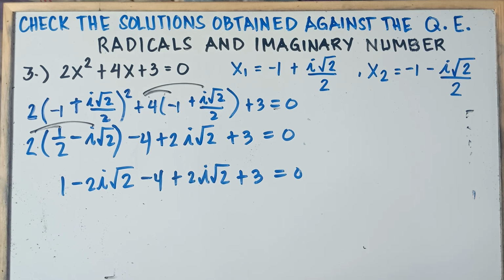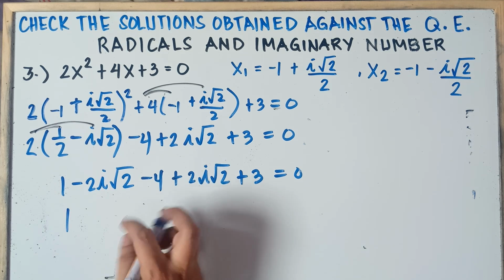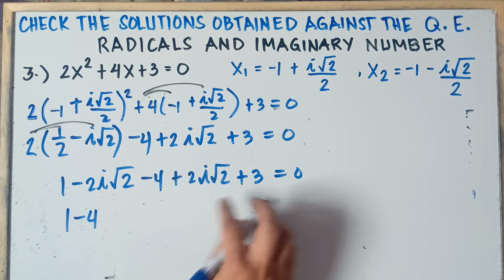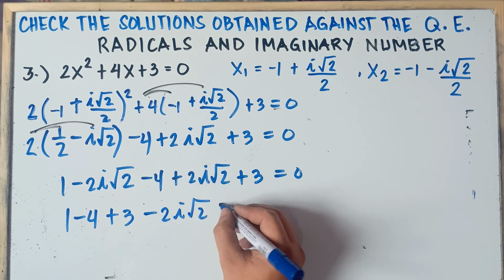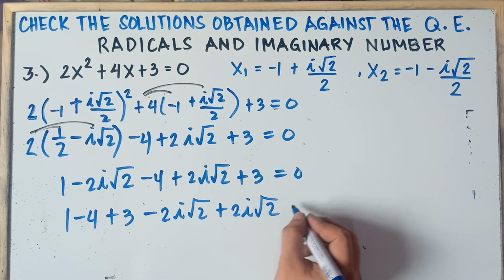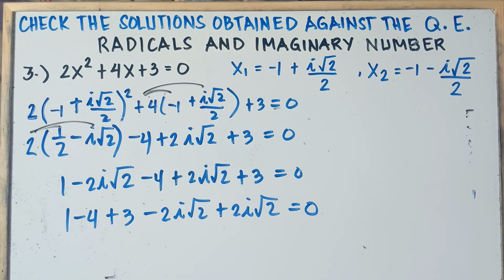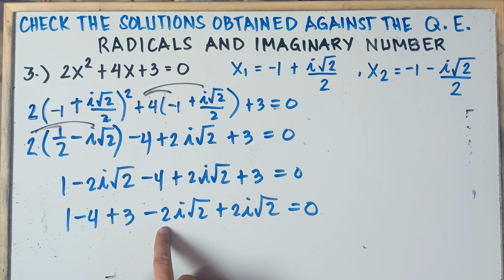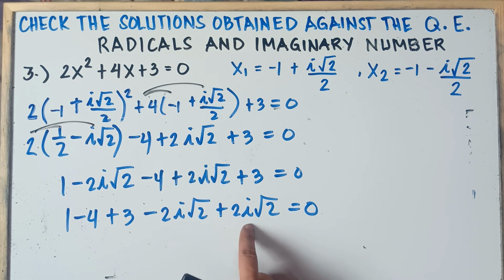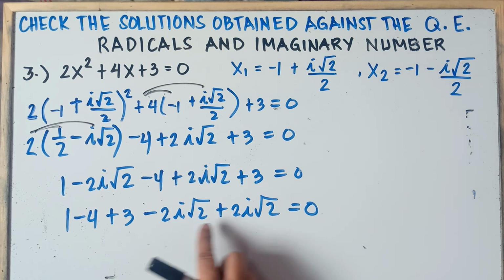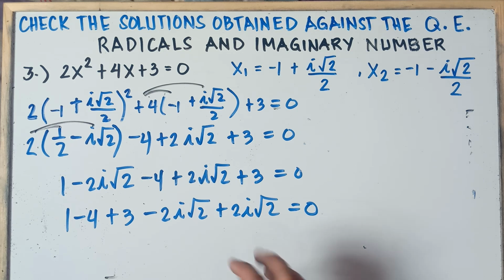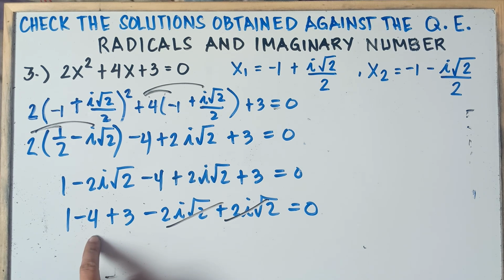Alright, and then you arrange, class. You're almost done, class. Arrange the numbers. So we have 1 minus 4 plus 3. Copy negative 2I square root of 2. Copy positive 2I square root of 2 equals 0. And then we can cancel this out because negative 2I square root of 2 plus 2I square root of 2 is 0. Negative 2 combined with positive 2, that is 0. And then 1 minus 4, that's negative 3.